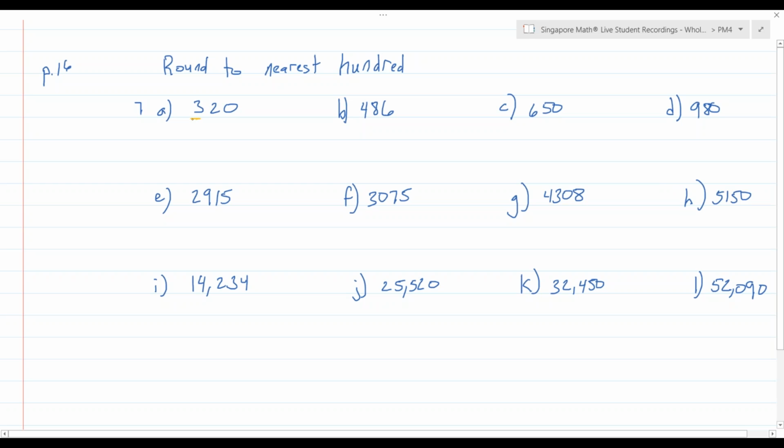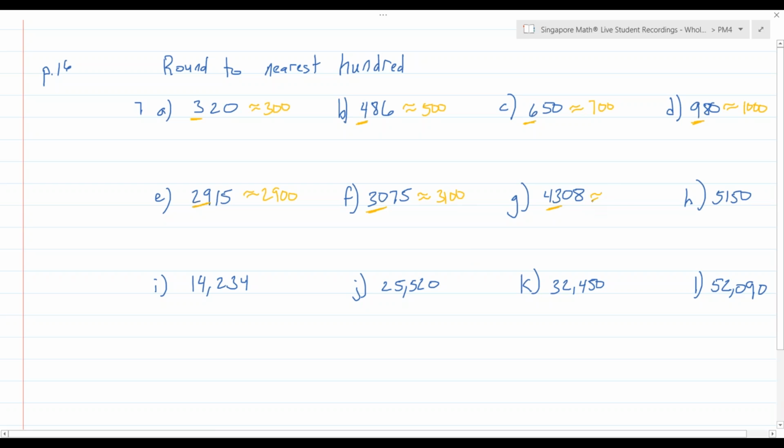So 320 would round to be 300. 486 would round to be 500. 650, because of the rule that you always round up when you're in the middle, would round to be 700. 980 would round to be 1,000. 2,915 would round to be 2,900. 3,075 would round to be 3,100.